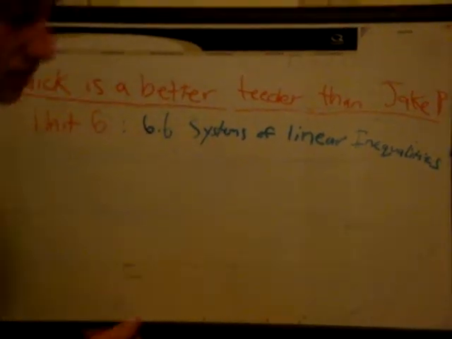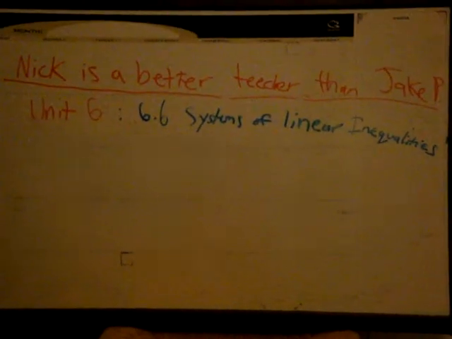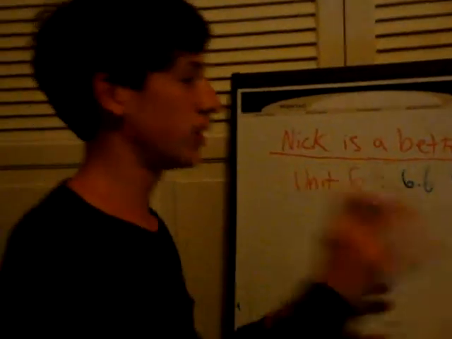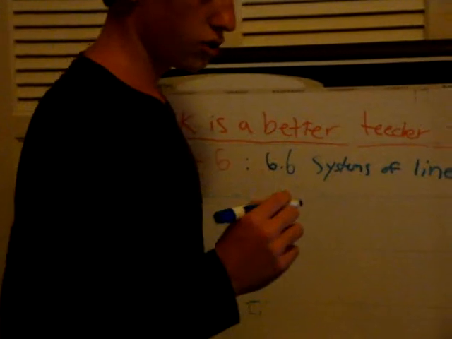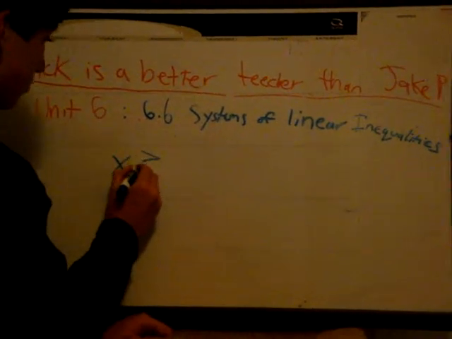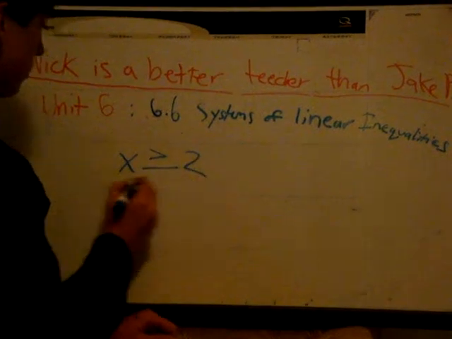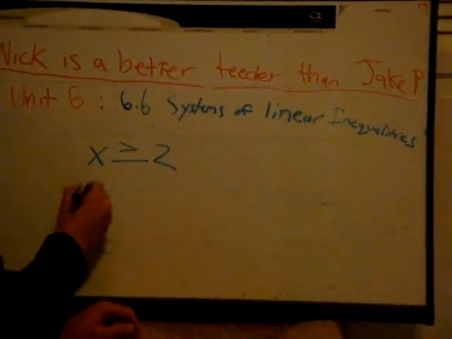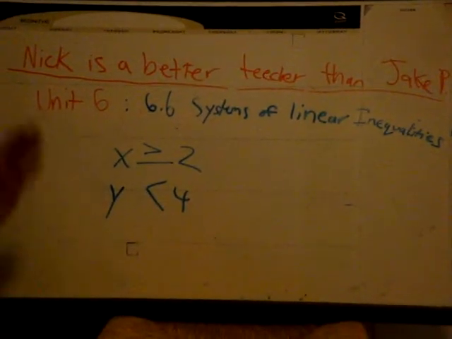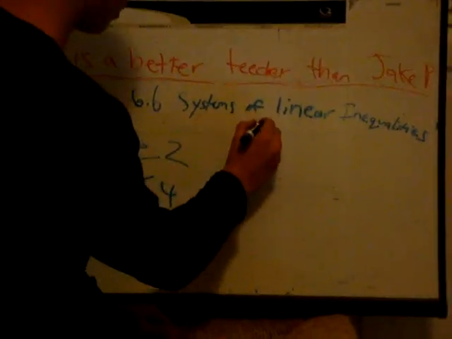So what this means is it's almost like the last one, except there's two equations this time, and you have to shade accordingly. So our first example is x is greater than or equal to 2, and let's say y is less than 4. Here's our graph.